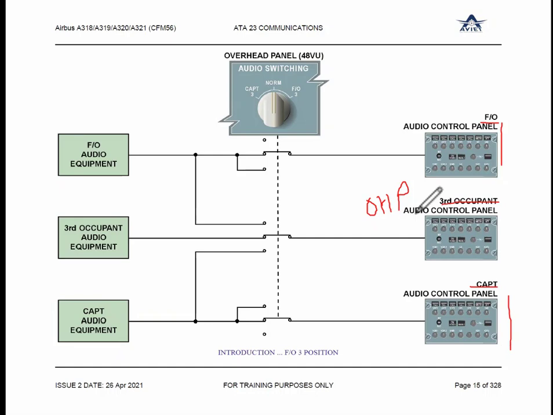Got it, sir? On the overhead panel, 49 VU, there is an audio switching rotary knob. The purpose of this knob is to connect number 3 to number 2 in case this has failed. If the first officer's panel has failed, move the switch to FO. So what happens when you move the switch to FO? Now the network is like this.